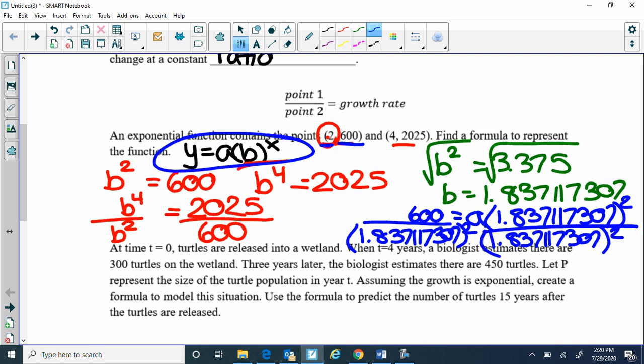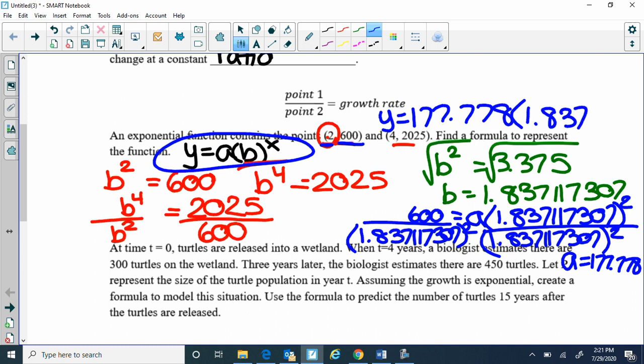And I will find a is equal to 177.778. So my formula would be y equals 177.778 times 1.837 raised to the x power.